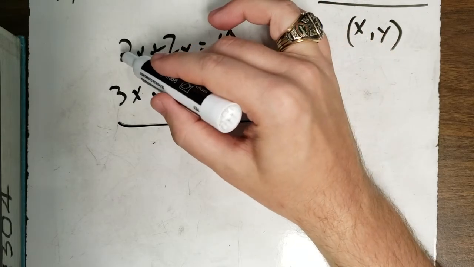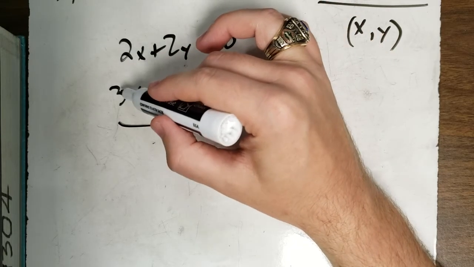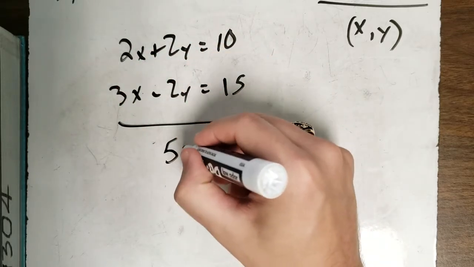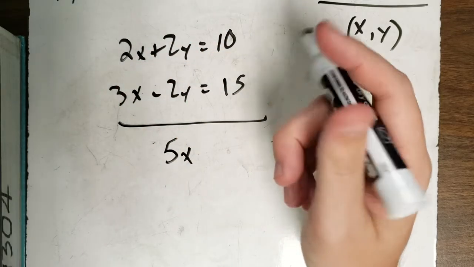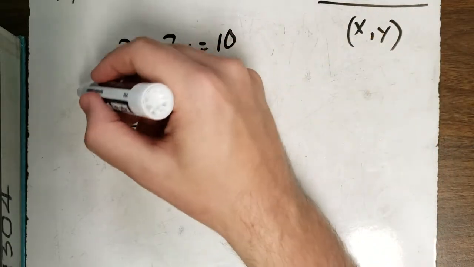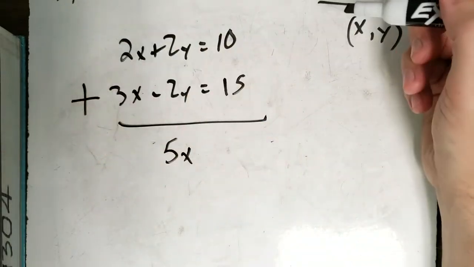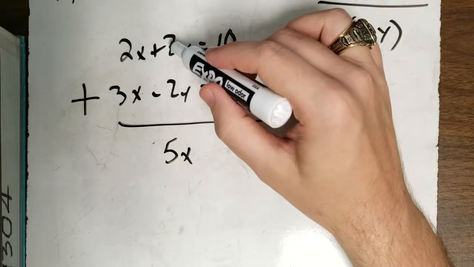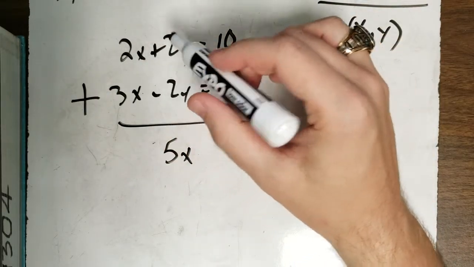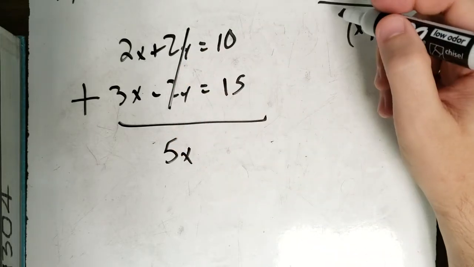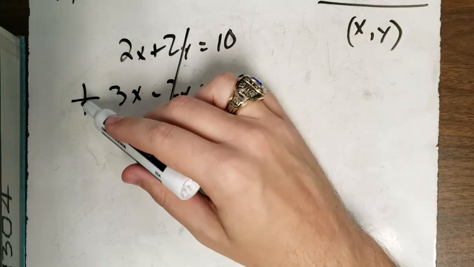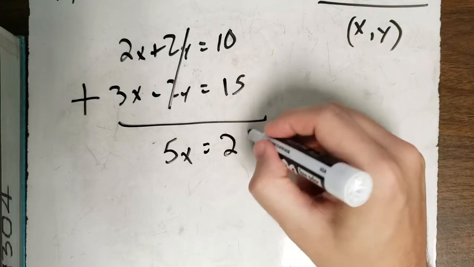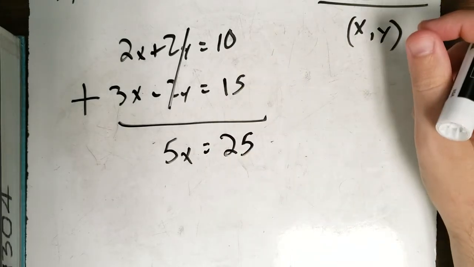So let's do the math. 2x and 3x. Well, we know 2x plus 3x equals 5x. Remember, this is one giant addition problem. Now, we have 2y and negative 2y. We know that cancels. And then 10 plus 15, bring down our equal sign. We know that equals 25.